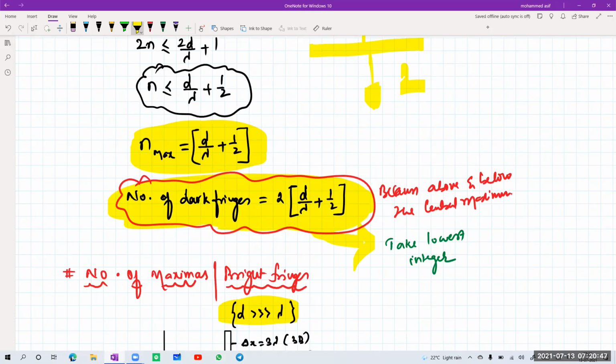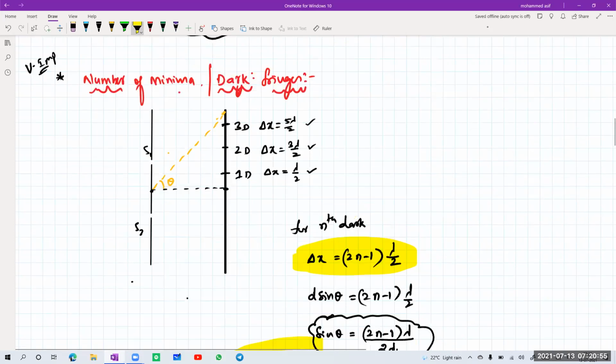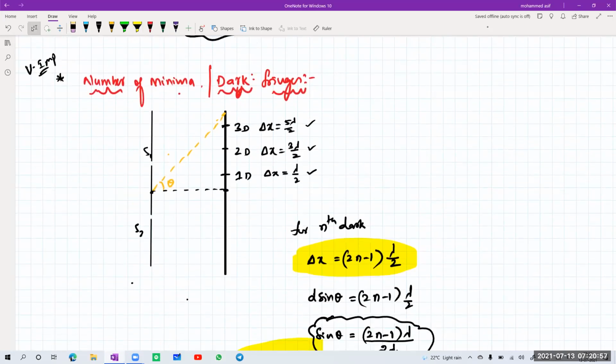So take, even in this one, the lowest integer value. Whenever you're taking this value in this calculation, try to take the lowest integer and simplify the problem. Is it clear for everyone how to calculate the number of minima in this one? Number of minima are the dark points.